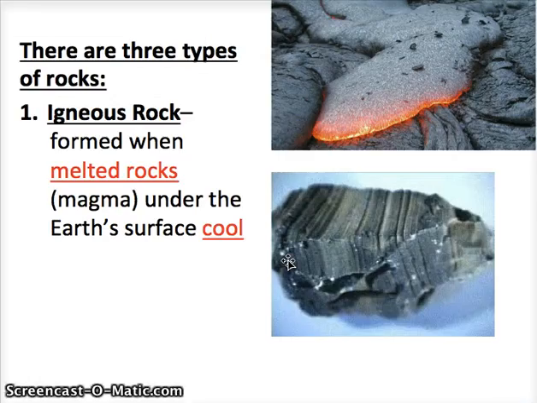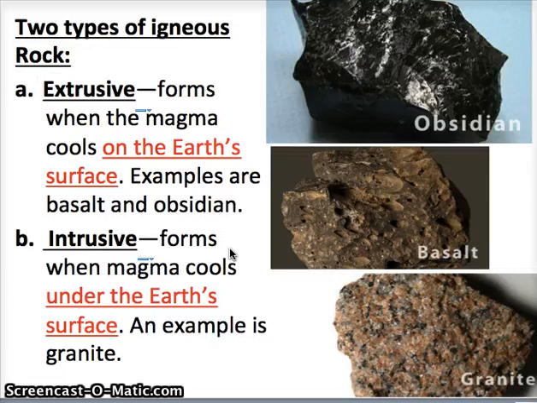So there's three main types of rocks. First is igneous rock. Igneous rock is formed when melted rocks or magma under the Earth's surface cools. There's actually two different types of igneous rock. The first type is extrusive. Extrusive rocks are usually on the Earth's surface. It's when magma bubbles out of a volcano and it actually cools down. Some examples are here. Basalt and obsidian are two types of extrusive igneous rocks.